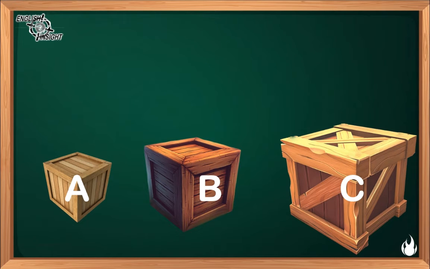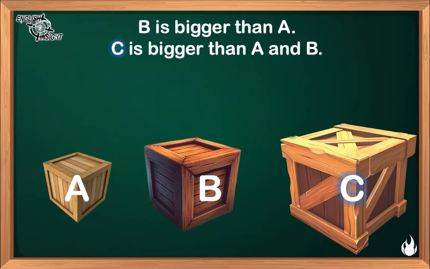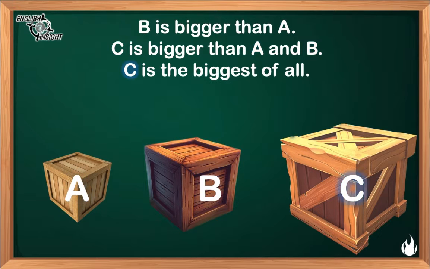In this case, for example, we have three elements, three boxes, and we can compare their size. Box B is bigger than box A, C is bigger than A and B, and C is the biggest of all.